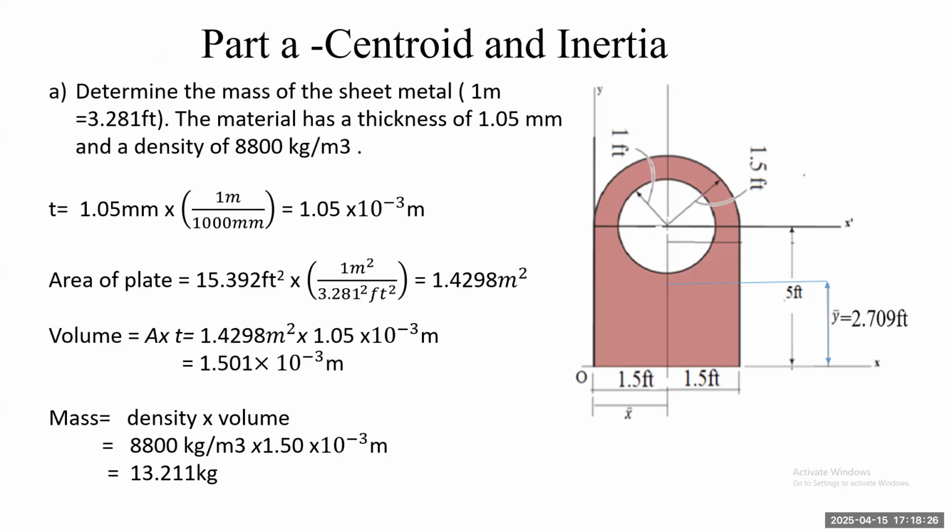15.392 feet square, and you can convert that feet square. The conversion factor is already given to you in this problem, might not be given to you in the exam. So one meter is equal to 3.281 feet. If you square both sides, you get the equivalent. Then when you multiply it across, the feet square will drop out, leaving only meter square. You can do it the same way in the exam. Just know how to do your conversion.